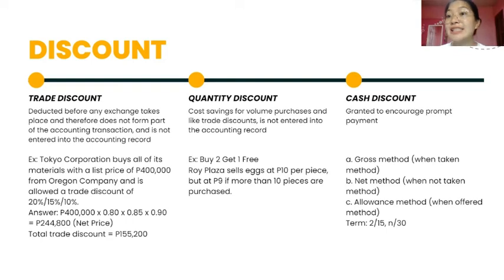And then the cash discount, this is granted to encourage prompt payment, and I believe na take up na ninyo sa accounting essentials. So kung gross method, gross or net method, and then the allowance method. Okay.